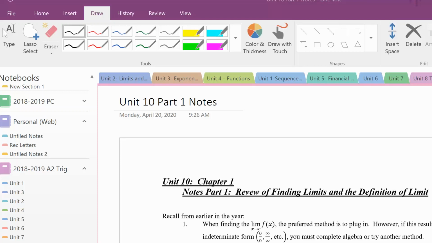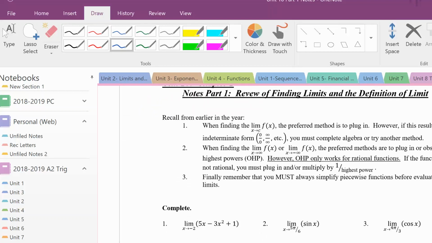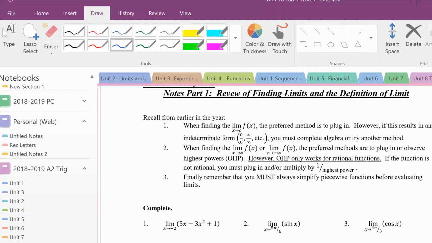We're going to review a little bit of how we found limits and then come up with a new definition of the limits called the epsilon delta definition. First, a review of limits. Remember a couple things we talked about limits earlier this year.